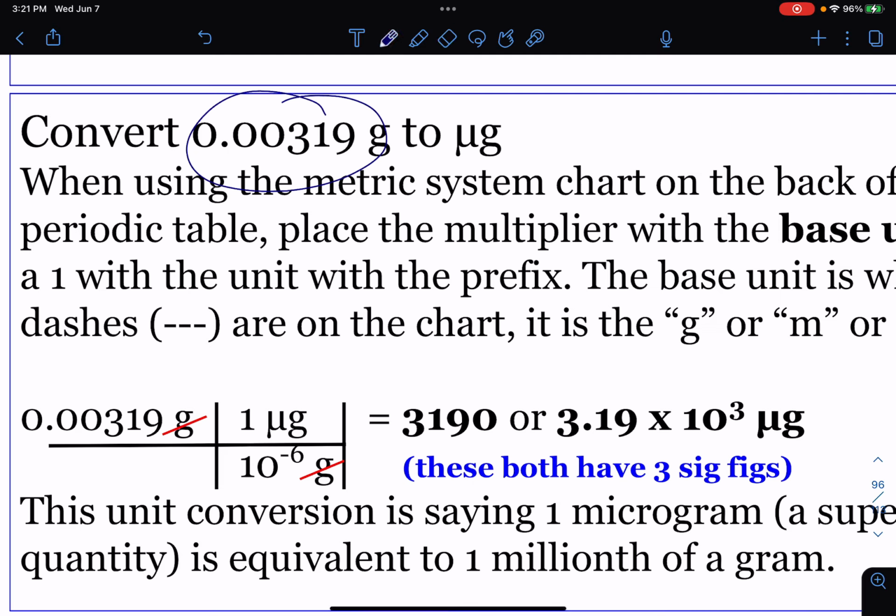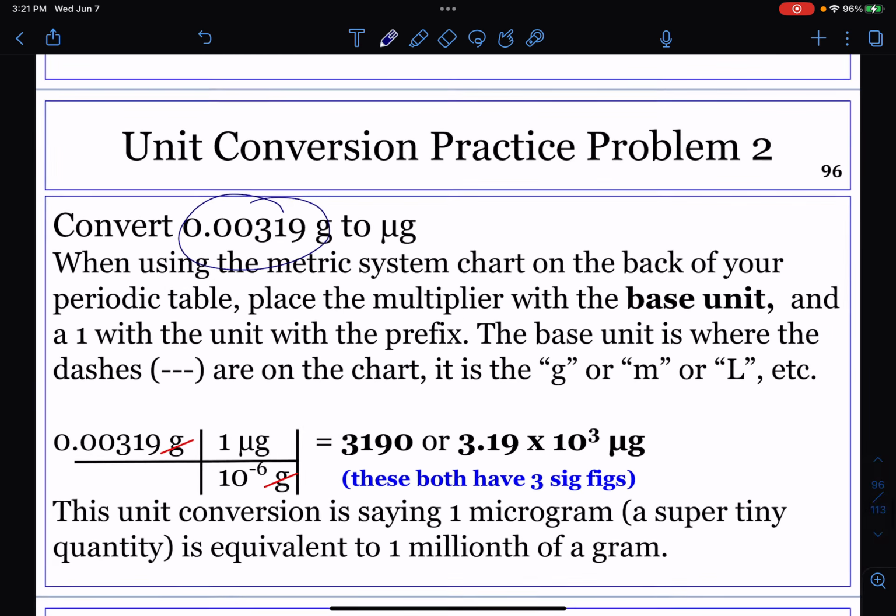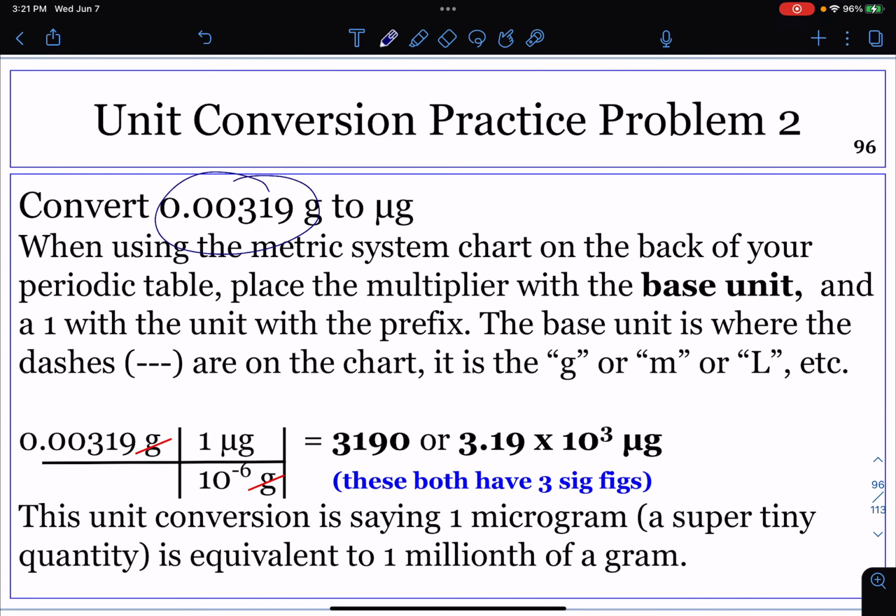The grams is the base unit. It gets the multiplier, the 10 to the negative 6. Because there's 1/1,000,000th. This means 1/1,000,000th of a gram is equal to 1 microgram. And that makes sense. It would not make sense to switch your numbers there. So then when you multiply across the top and divide across the bottom, we get 3,190 micrograms, or you could write it in scientific notation.